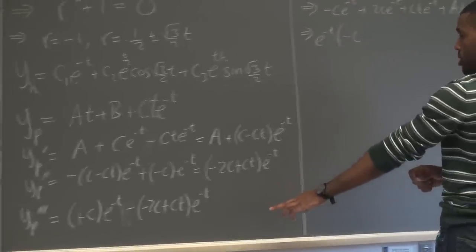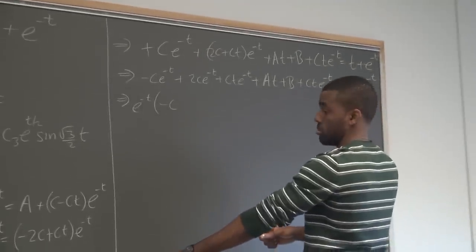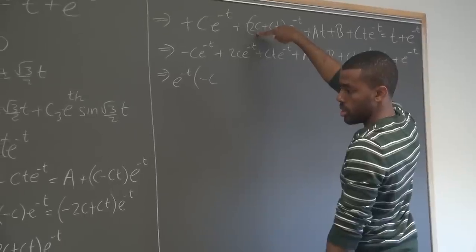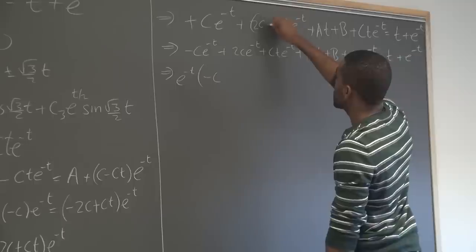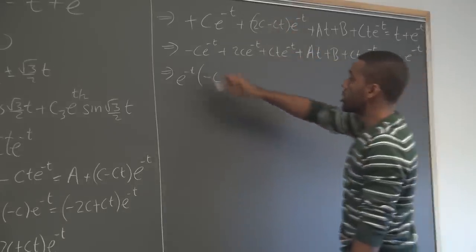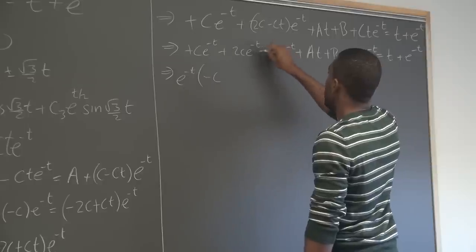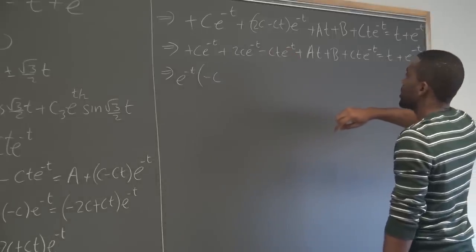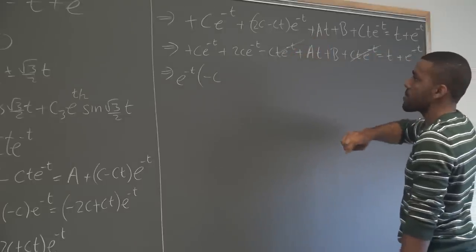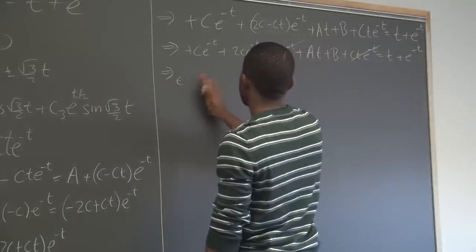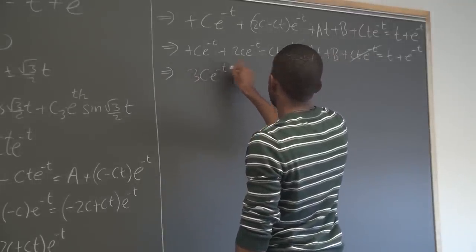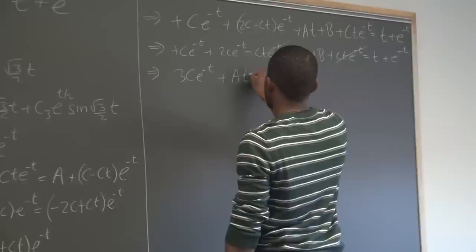And this would be 2c, this would be a minus. And everything else should be fine. Okay, so this is a plus c, minus. Now does something cancel? This would cancel with that one, right? Mm-hmm. And we would only have 3c e^(-t) plus a t plus b.